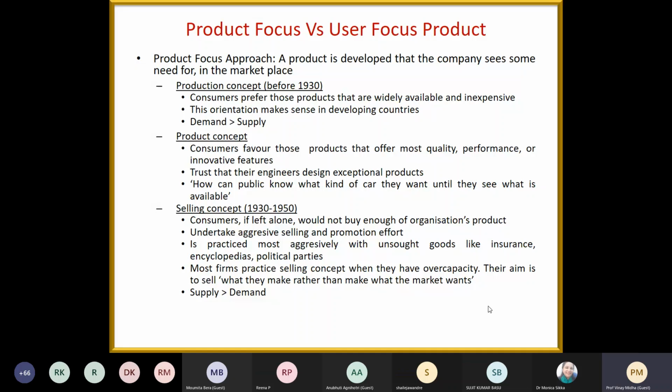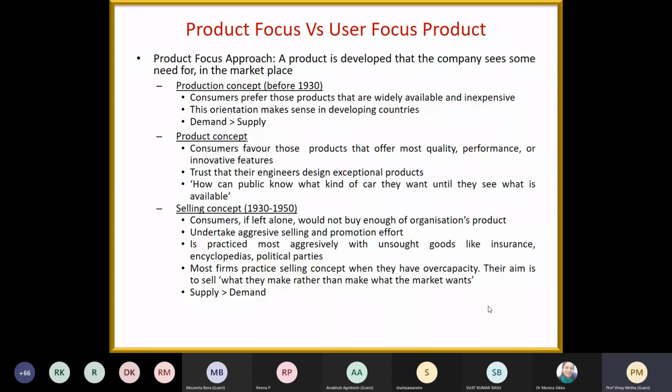Because by that time more companies had come, and all the products were being made by multiple companies and made available in the market. For that, aggressive selling and promotion efforts were required. So it made the markets flow with the materials. A large amount of materials was there, supply was large and the demand for the product was less.